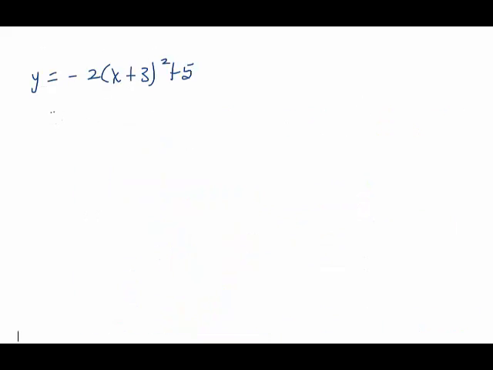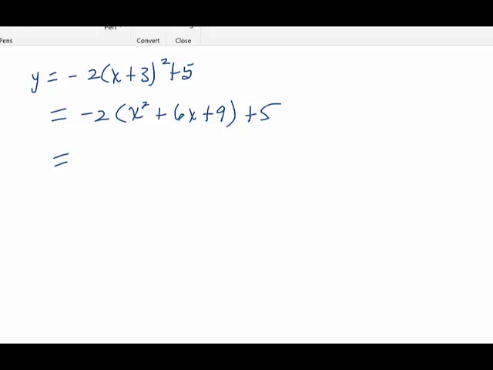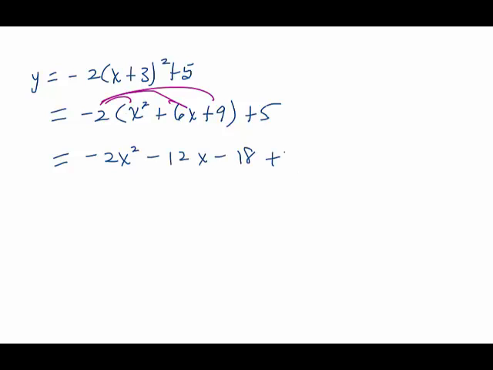So to do that, we're going to use the order of operations, and so we'll square first, and that gives us x squared plus 6x plus 9. Distribute the negative 2, which is negative 2x squared minus 12x minus 18, and then bring down the plus 5. And lastly, combine like terms, and we have negative 2x squared minus 12x minus 13.